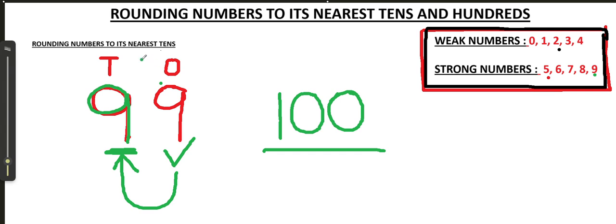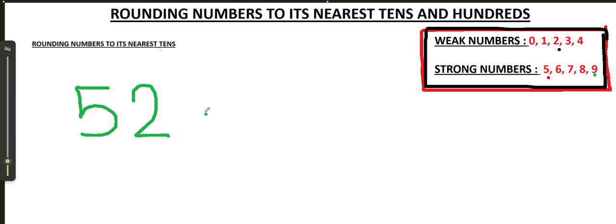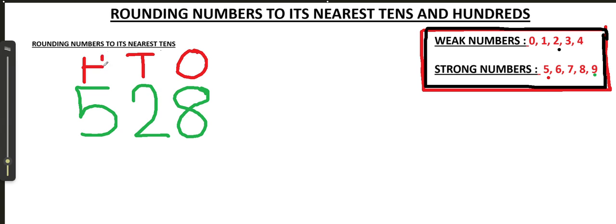Okay, now I'm going to move on to a three-digit number, which can be used to round off to the nearest tens. So my first number would be 528. Before I even get started to do the sum, I am going to put the place values on top of the numbers. So that would be O for ones, T for tens, and H for hundreds. Well, I'm going to round off 528 to its nearest tens.